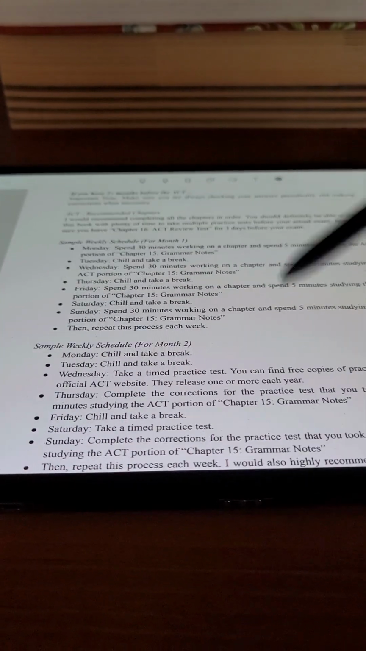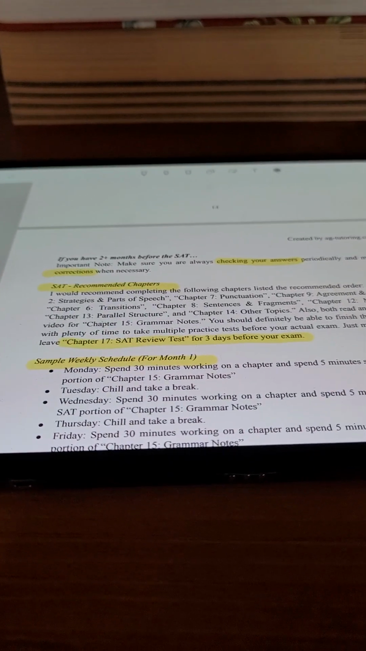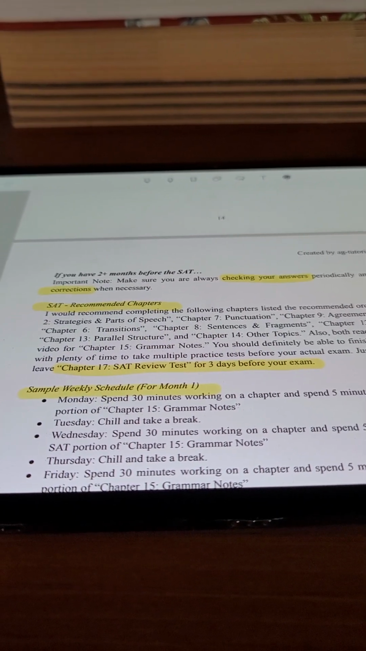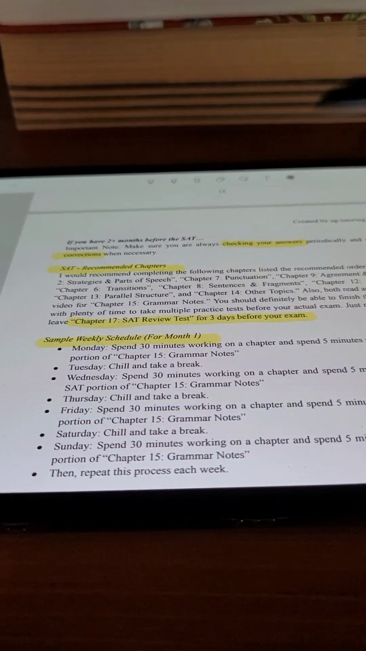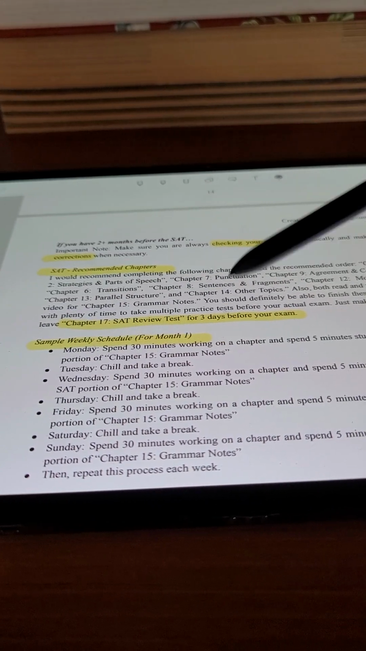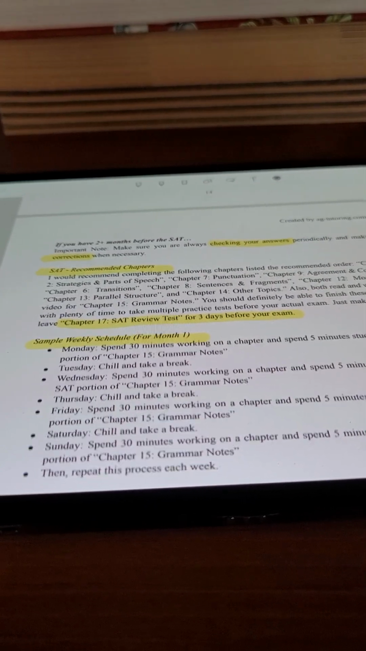And then if you have 2 or more months before the digital SAT, again, always remember to do corrections. That's the most important part of all this. Again, same thing with the recommended chapters. They're listed in order of importance. And then make sure that you leave the review test for 3 days before your exam.